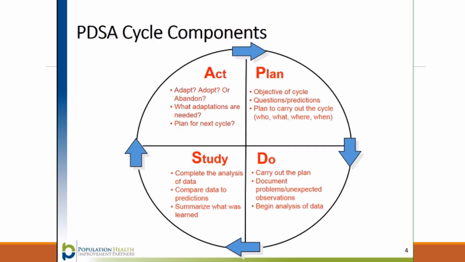Finally, act on what you've learned. Determine whether the change should be adapted, adopted, or abandoned. Make adaptations to the change. Plan how you will try the change with the new adaptations. Then, start over with a new PDSA cycle to test the same change again, but including these new adaptations. Complete this process as many times as possible until you feel the change is ready to implement on a wide scale.